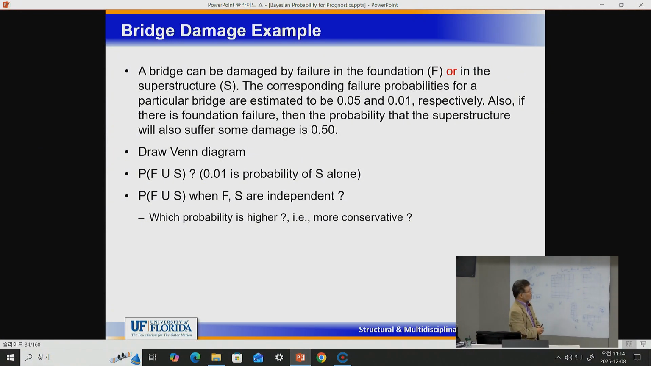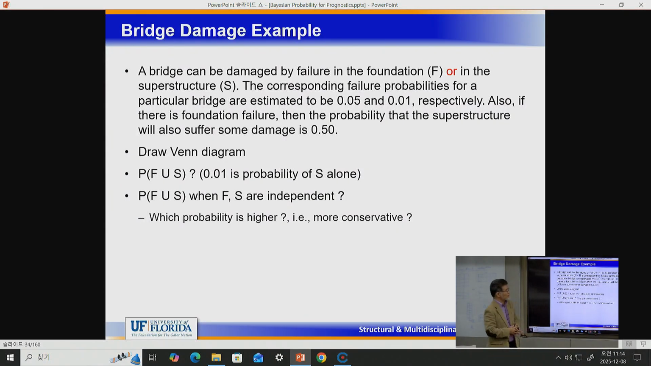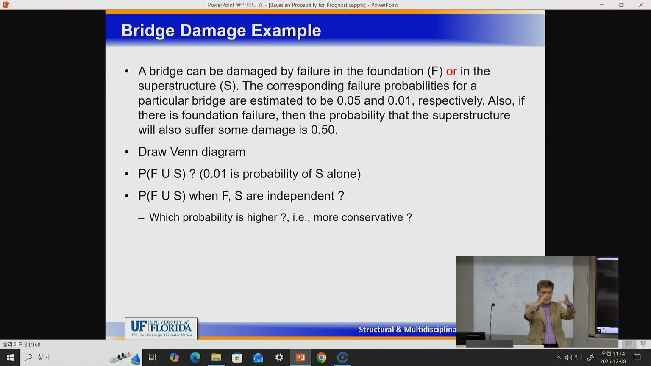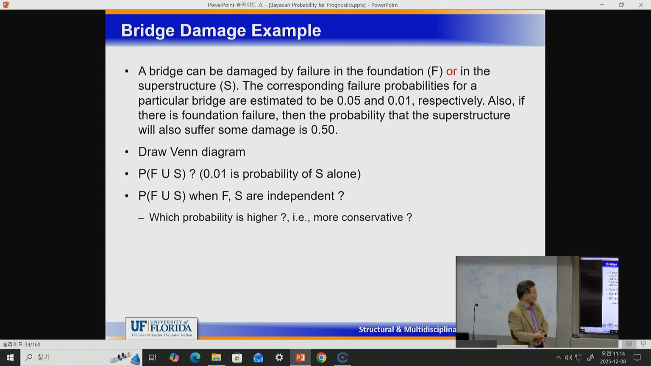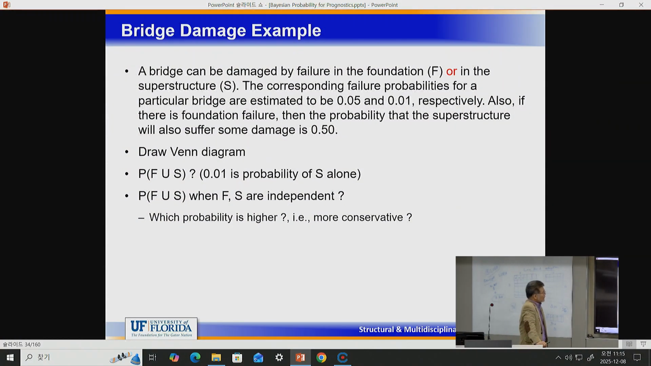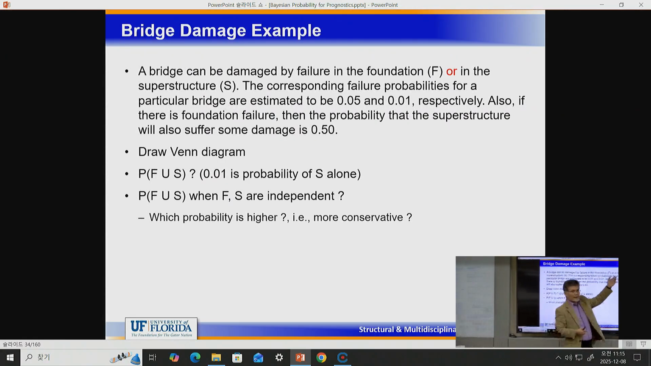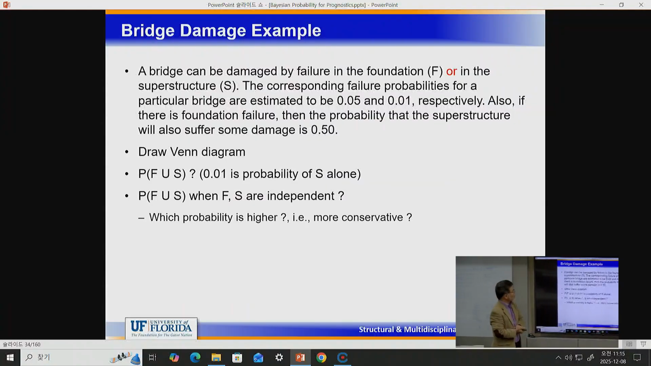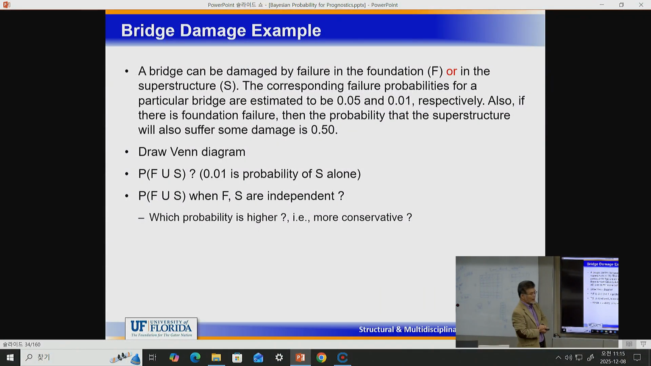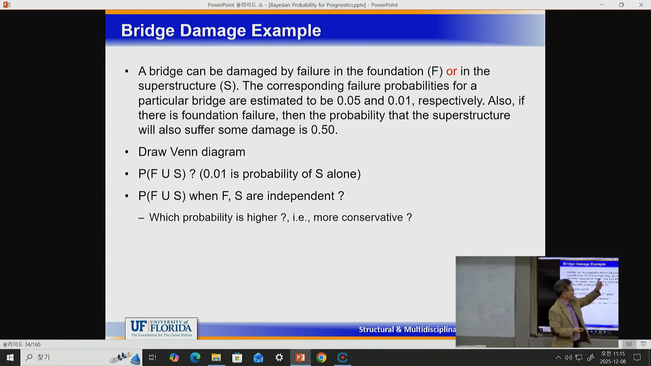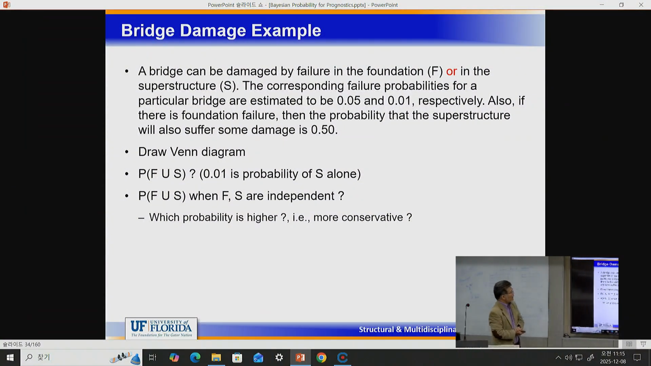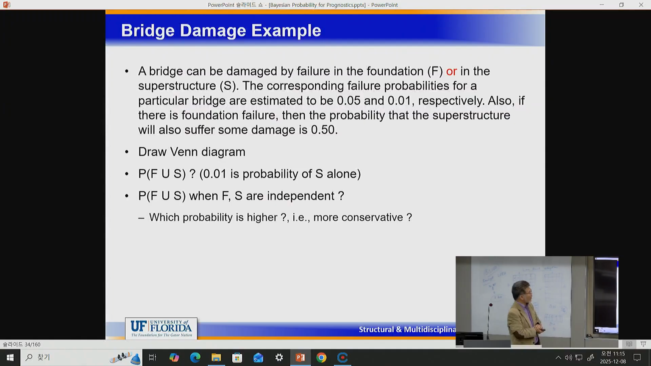Let's look at a similar problem, but from a slightly different angle. A bridge can be damaged by foundation failure or superstructure failure. In a bridge, the pillar that goes in is called the foundation, and the part where the cars run is called the superstructure. I think the statement was not clear, but this 'or' is the key point. The bridge can be damaged by failure in the foundation F. That's probability 0.05. And or, it's not 'and', or the superstructure.